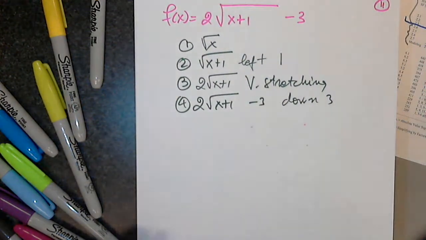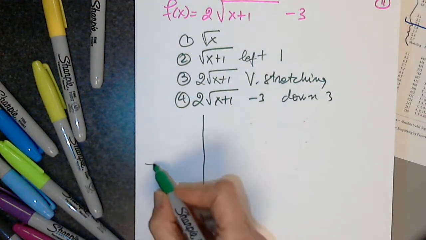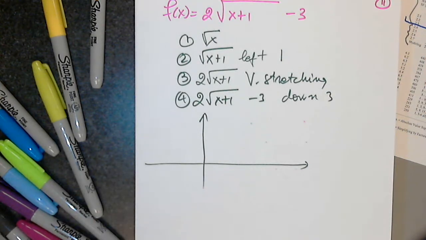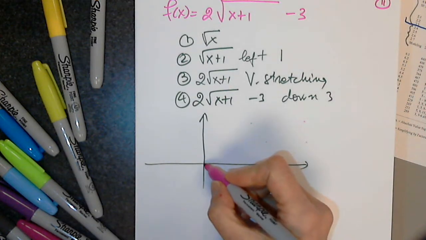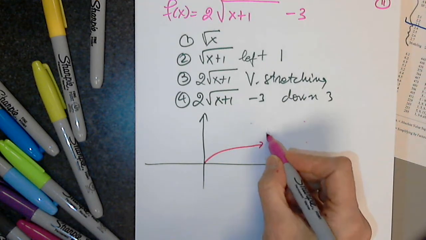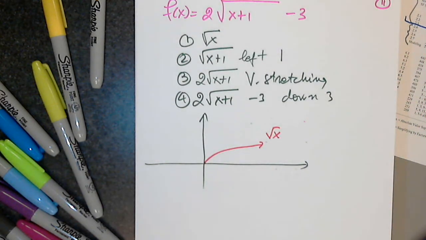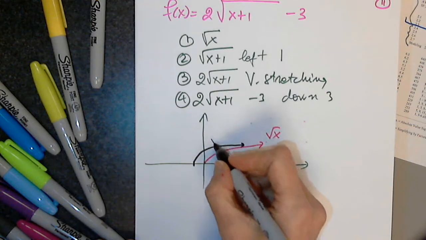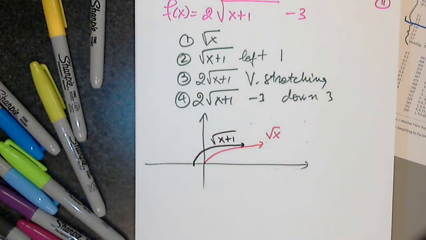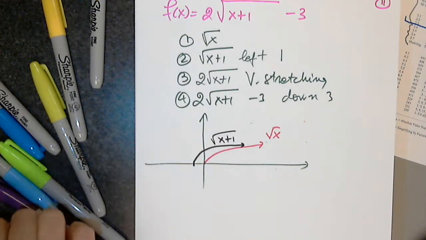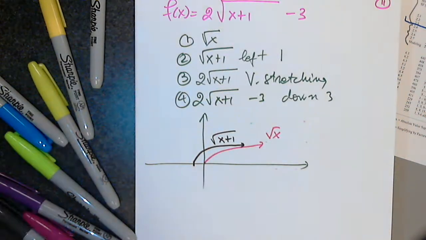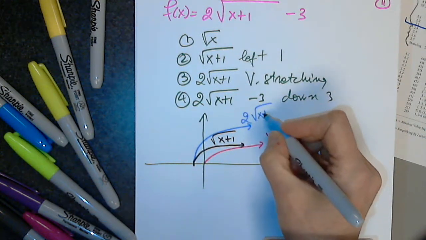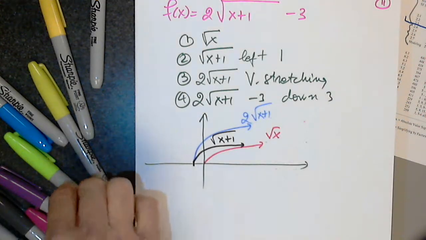So let's graph this. That's why I have 24 colors. Are you proud of me? I'm kidding. Okay, so here's the square root of x. You told me to shift it 1 to the left. I am going to do that. Then you told me to stretch this graph by a factor of 2. I'm going to do just that. And then I'm going to shift this graph 3 units down.